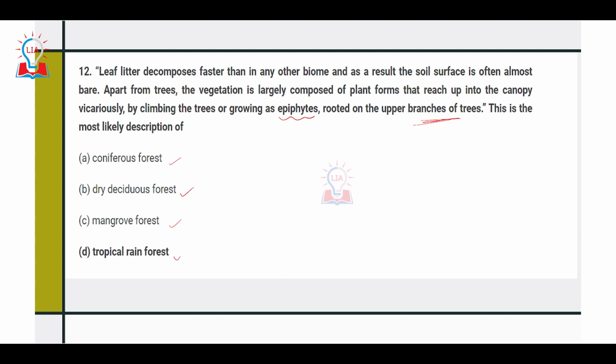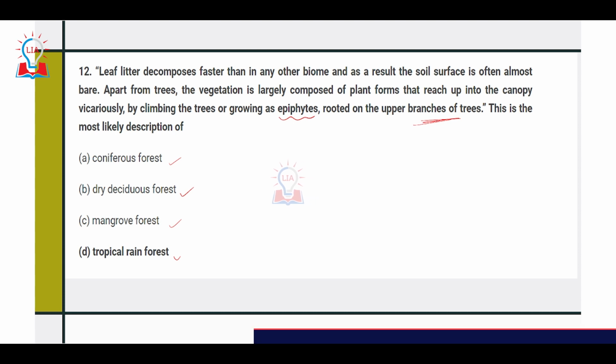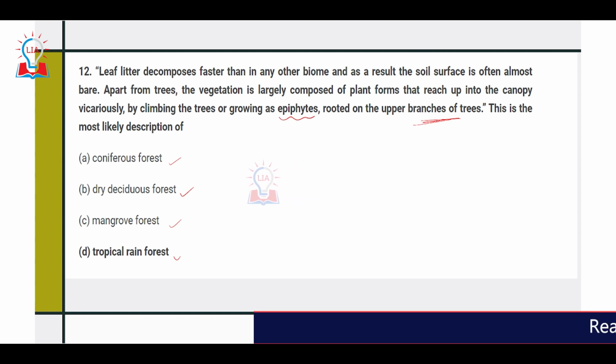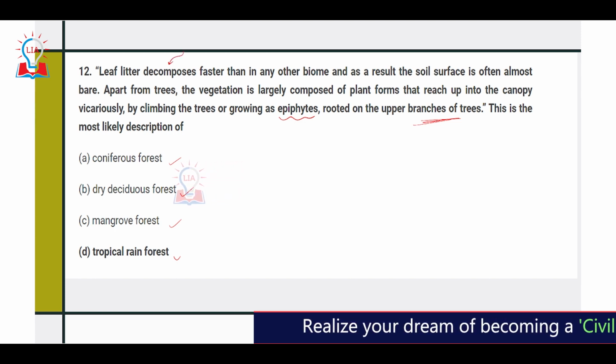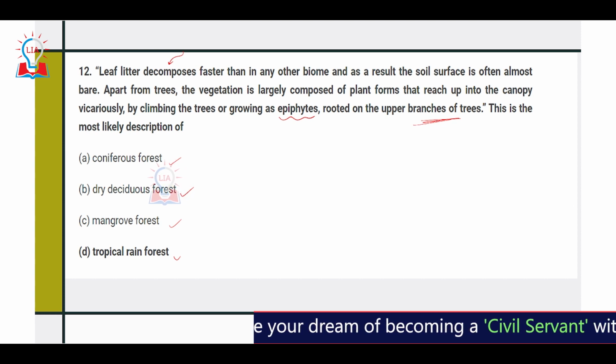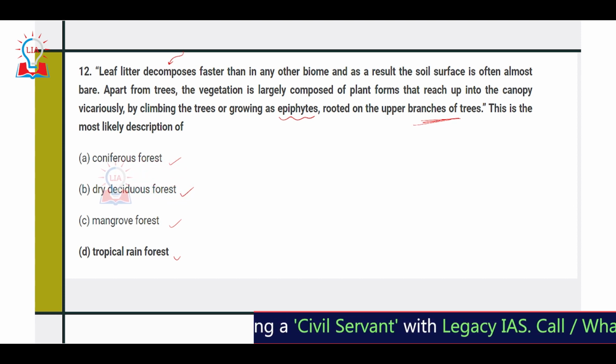So obviously, if you take a look at the statement, it refers to tropical rainforest, because in tropical rainforest you have higher temperature and higher rainfall. So in this kind of hot and wet condition, the decomposition by microorganisms is happening at a much more rapid rate, and thus you will not find any leaf litter accumulated on the soil surface.